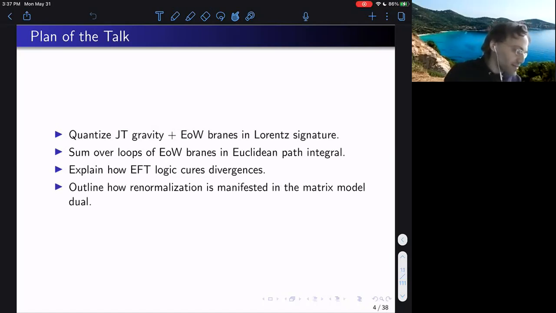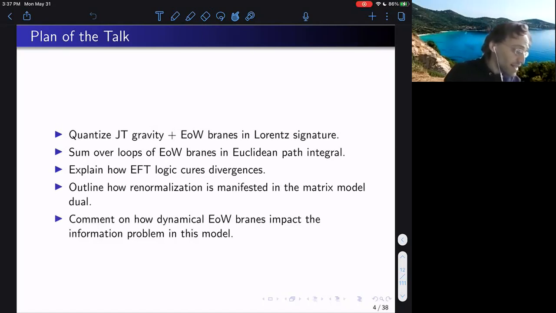After that, I'll discuss how the renormalization procedure we use also has a manifestation in the matrix model dual to this theory. And then at the end, I'll comment on how dynamical end-of-the-world branes impact the information problem in this model.